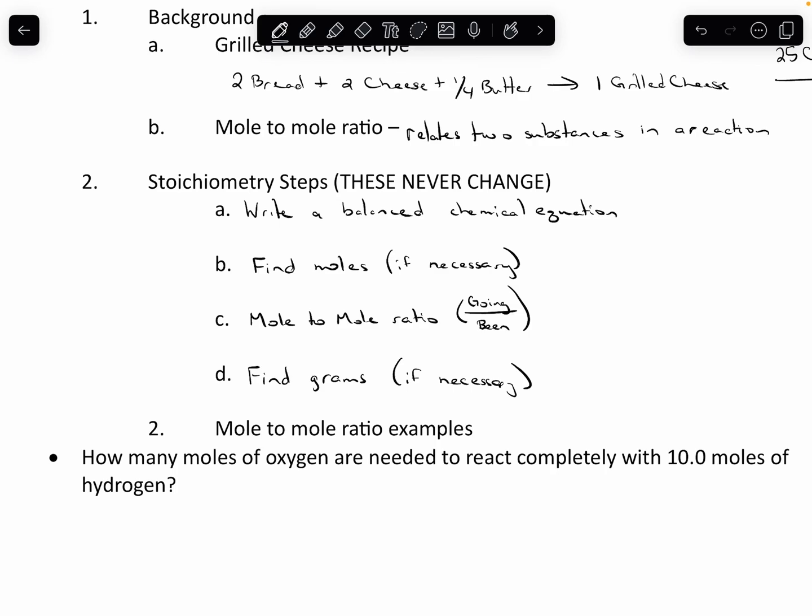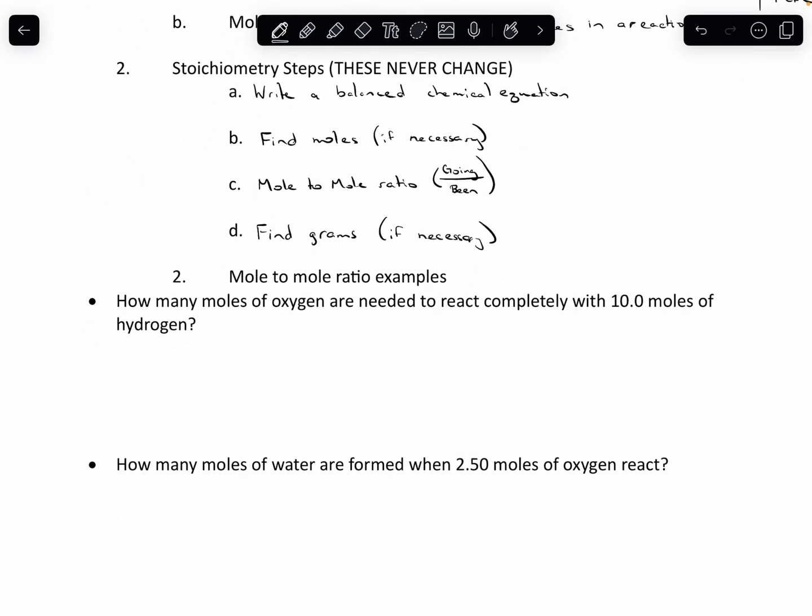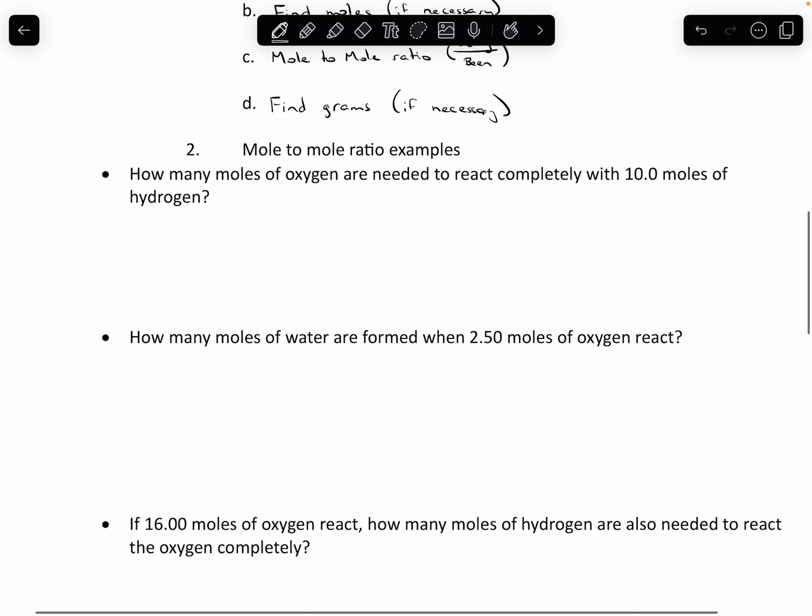All right, so let's see if we can do this. Our first step is going to be to write a balanced equation. So we're going to need some different colors. Please grab out a couple of different colors. You need 3 to be exact. All right, let's break this reaction down here. First off, using our neutral color, how many moles of oxygen is what we're looking for. So we're going to circle that. Are needed to react completely with 10 moles of hydrogen. And that's really all that's given to us.